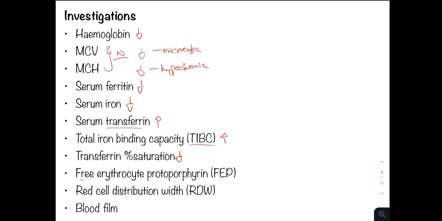The free erythrocyte protoporphyrin, or the FEP, would be increased. Because remember, hemoglobin, Hb, is made of heme plus globin. The heme component is made up of iron and protoporphyrin. If the iron is low, there's going to be an accumulation of protoporphyrin, so this would increase the FEP.